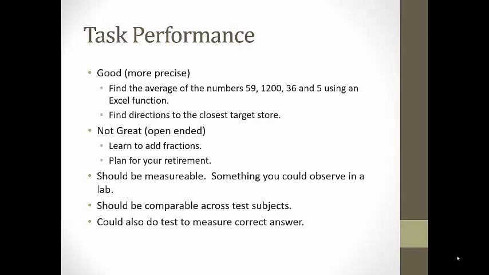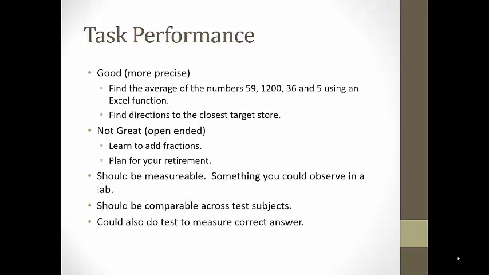So an example of a good thing to measure that's precise so that you could compare people head to head is maybe in Excel, and you tell someone, find the average of the numbers 59, 1200, 36, and 5 using an Excel function. And every single person who does that task, though they might do it differently, will come up with the same result unless they have an error. But that is a head-to-head measure where you can compare all 5 subjects on the same exact thing.